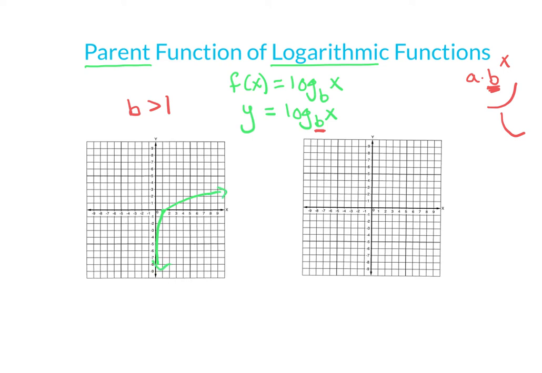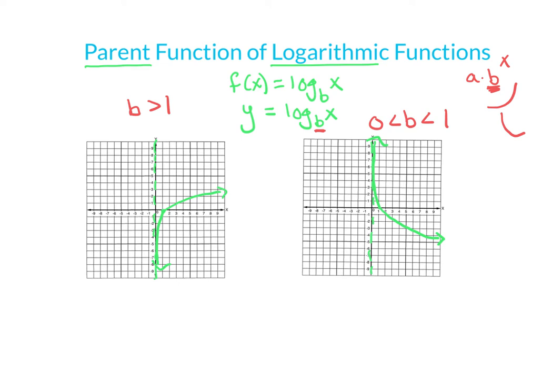But if our b value is in between 0 and 1, so our fractions, it still has the same asymptote. It still goes through 1, 0, but it's kind of this decreasing line. So there are definitely similarities, but also differences to the exponential function.